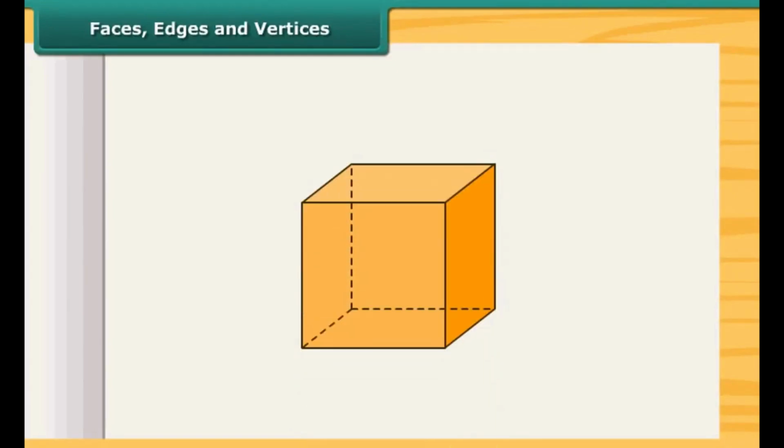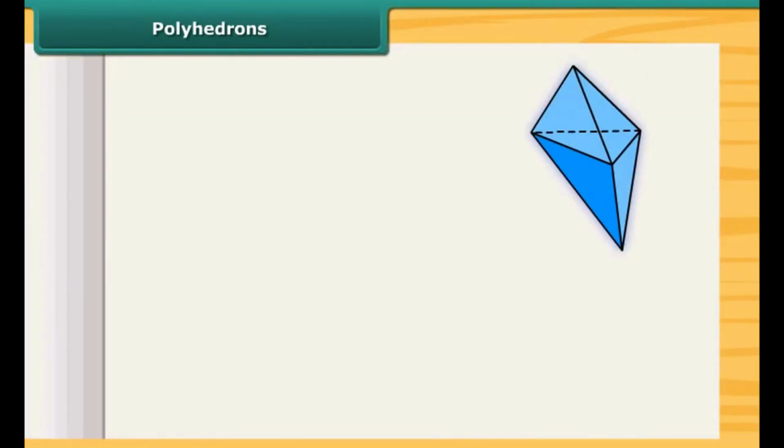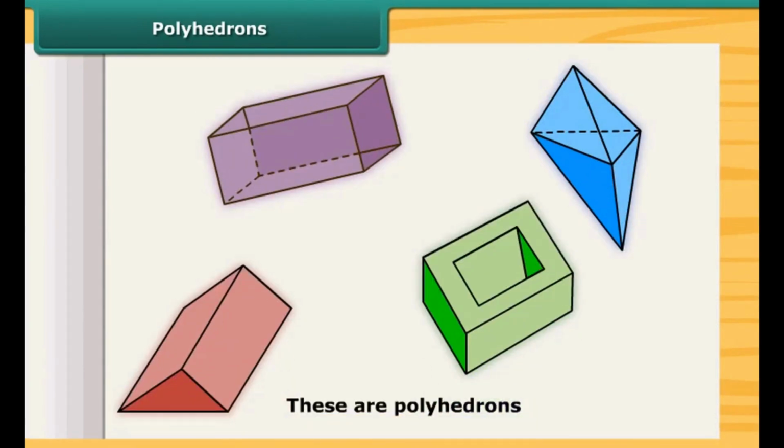Look at this cube. This is the face of the cube. This is the edge of the cube and this is the vertex of the cube. An edge is a line segment where the faces meet, and the vertices are the points where the edges meet. Do you know what we call a solid having flat faces, edges and vertices? No. Those solids are called polyhedrons. These all solids are polyhedrons.